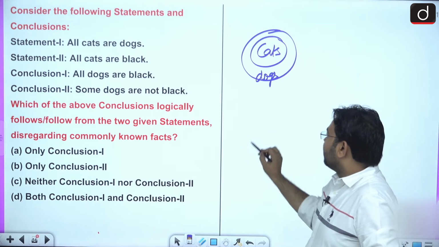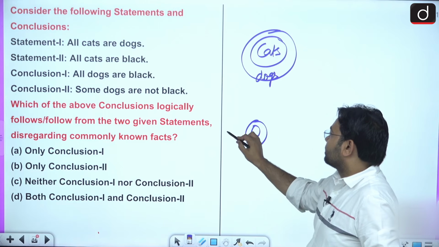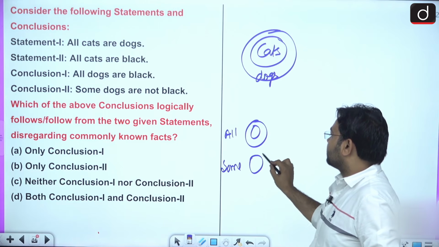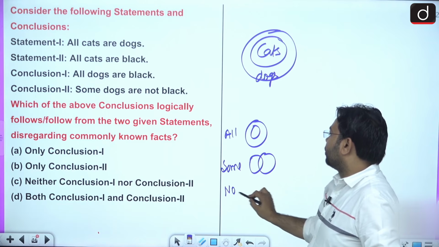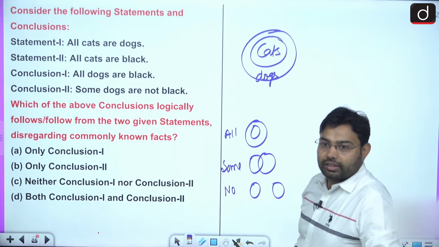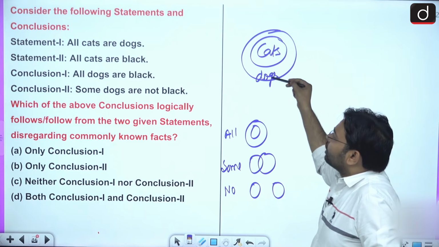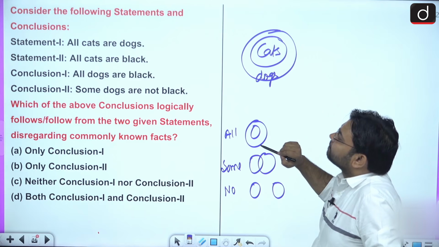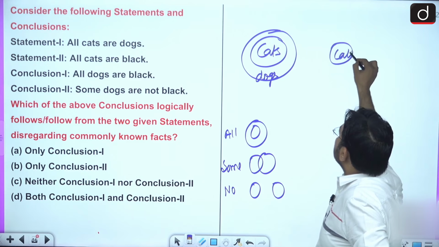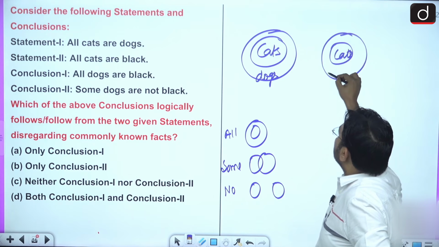Done. You will represent all like this. You will represent some like this, and you will represent no. Now all cats are dogs. Then all cats are black.